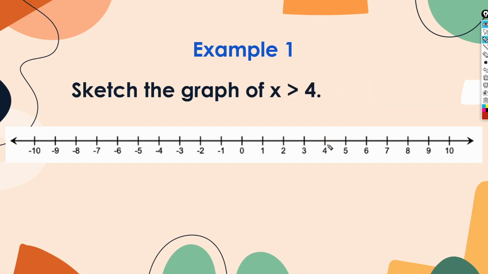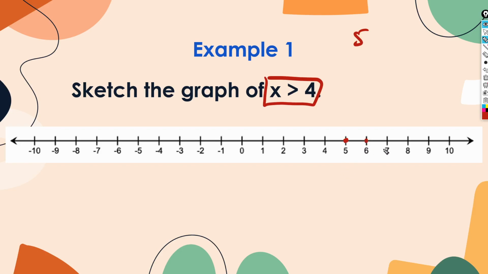Ang tanong, sketch the graph of x is greater than 4. So, asan dito ang pwedeng mag-satisfy ng statement na ito? Anong points ang pwedeng mag-satisfy sa inequality na x is greater than 4? Now, 5. Is 5 okay? Is 5 greater than 4? Yes. So, 5 kasama yan. Point. How about 6? Kasama rin yan. Yes. Point.